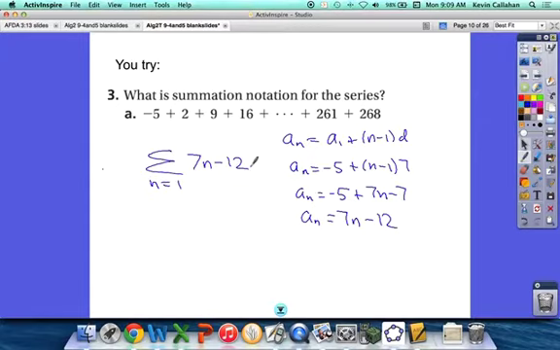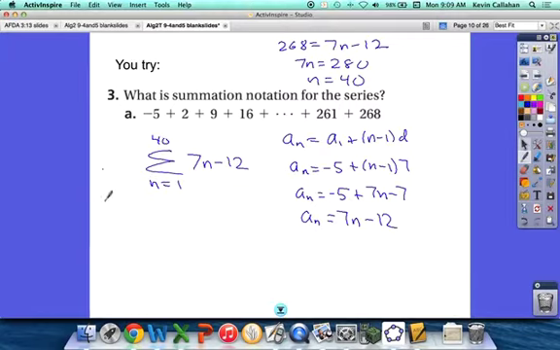And then how do we know what number to put here? Set it equal to this last term, right? 268 equals 7n minus 12. So 7n equals 280. n equals 40.